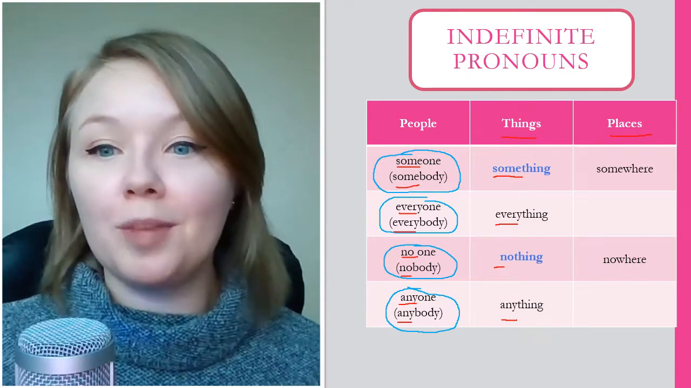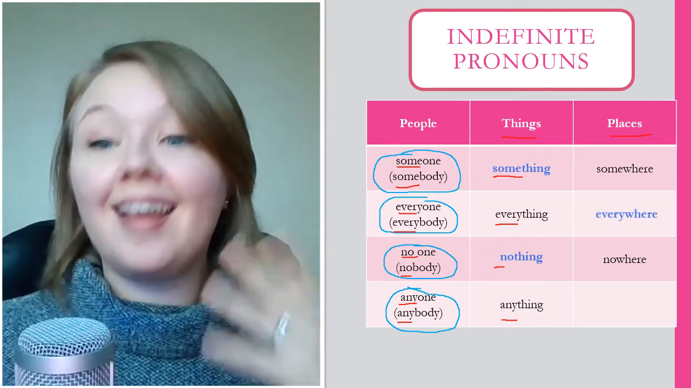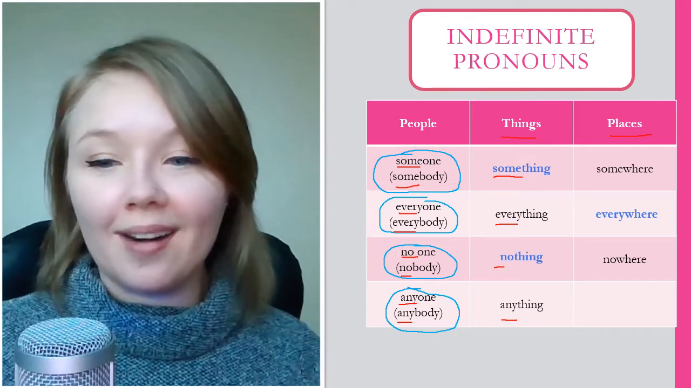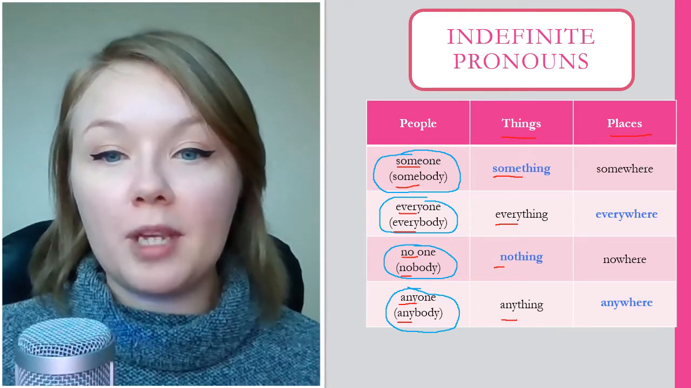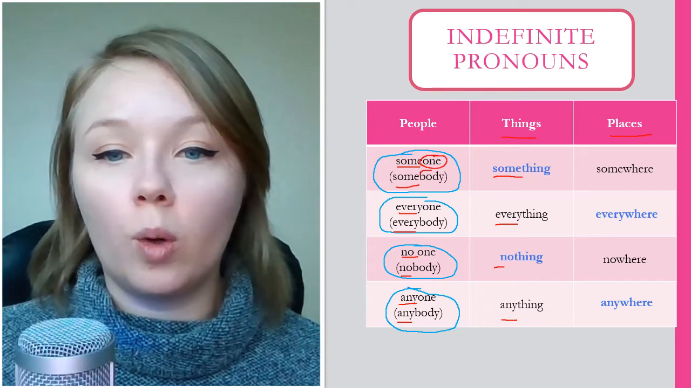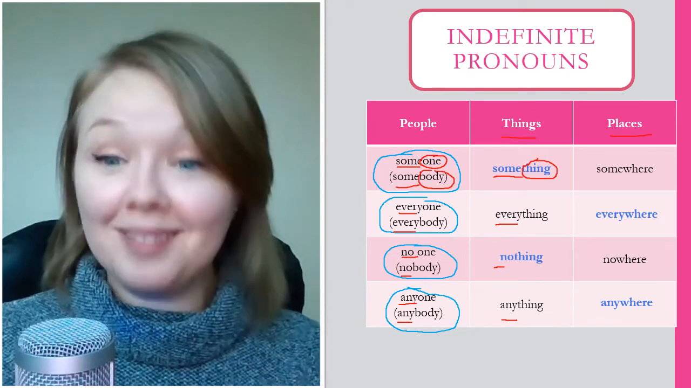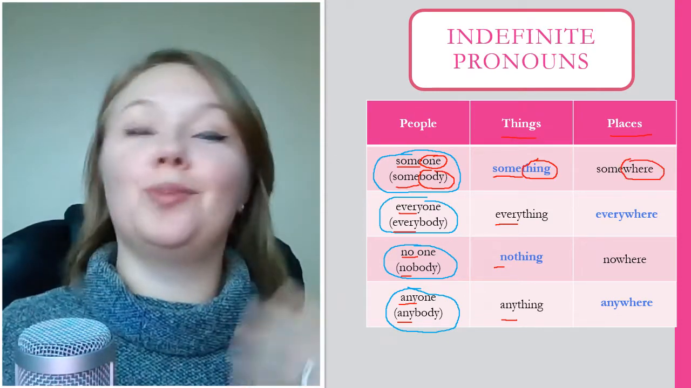It's the same with places. Somewhere, everywhere, nowhere, and anywhere. So with people, we can end with one or body. With things, we can end with thing, right? Easy to remember. And with places, we can end with where.